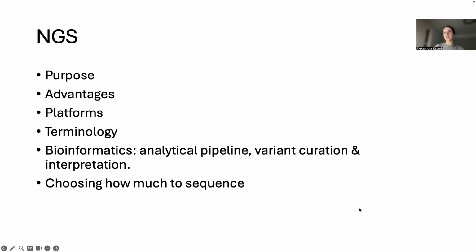Now, NGS has superseded this. Next generation sequencing is what it stands for. It's also sometimes called massively parallel sequencing. It means the same thing.